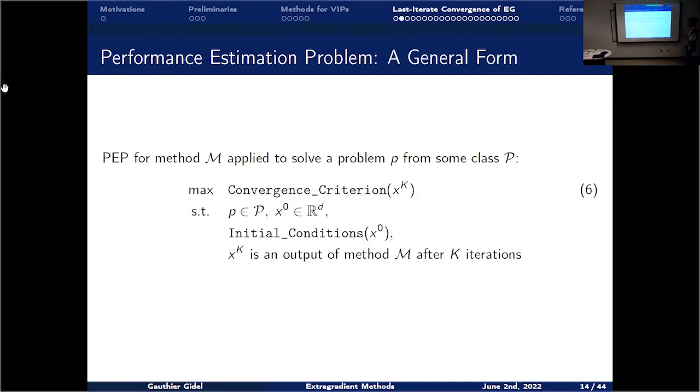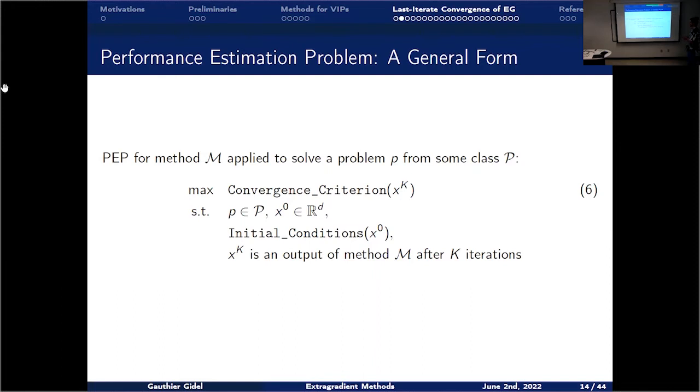Cool. So what is PEP? PEP is applied to a method M, an algorithm. You can think about gradient descent. I'm going to have a concrete example later, but it can be any optimization method. You fix the optimization method, and you want to prove that it converges. You want to prove some properties on a class of problems P. So the class of problems is like: I want to show that my method, gradient descent, converges at this specific rate on convex and Lipschitz functions. If you don't ask for the function to be Lipschitz or convex, you cannot prove anything. So the class of problems is the restriction of functions, or vector fields in this case, that you allow your algorithm to work on.